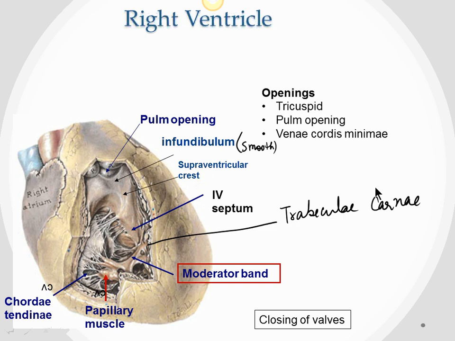Like the atria, we have a septum between the two ventricles. So here it's called the interventricular septum. So here this is known as the interventricular septum.